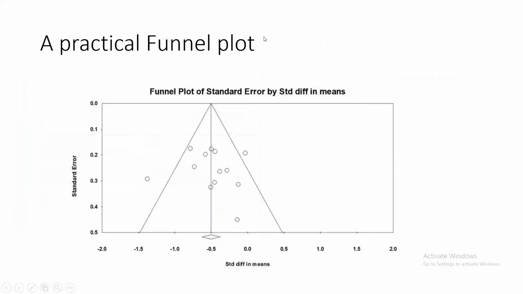This is what a practical funnel plot looks like. What I showed you was an idealistic one, and this is what a practical funnel plot generally looks like. So you might have 1 or 2 studies outside, and also it is said that the funnel should be evenly distributed with studies, the same number of studies in this part and the same number in this part, but as you see, that is also not happening. So we have 1, 2, 3, 4 studies on the left.